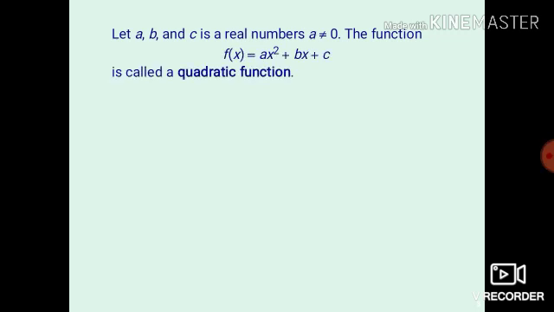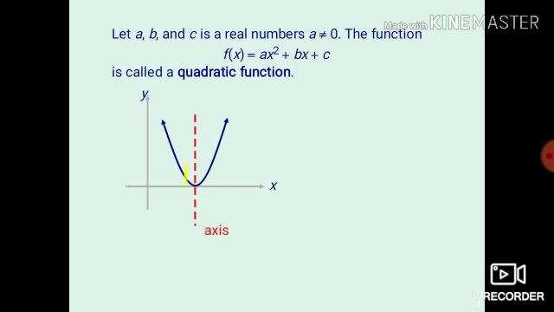Let a, b, and c be real numbers and a not equal to 0. The function f(x) is equal to ax squared plus bx plus c is called a quadratic function. The graph of a quadratic function is a parabola. Every parabola is symmetrical about a line called the axis. And the intersection point of the parabola and the axis is called the vertex of the parabola.